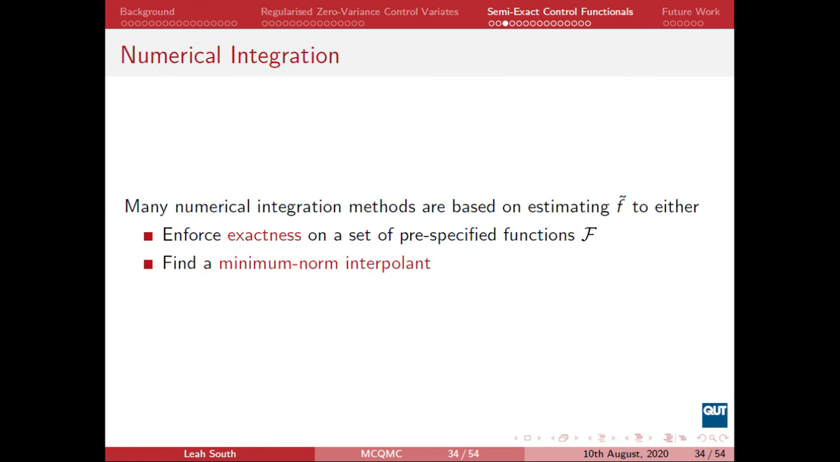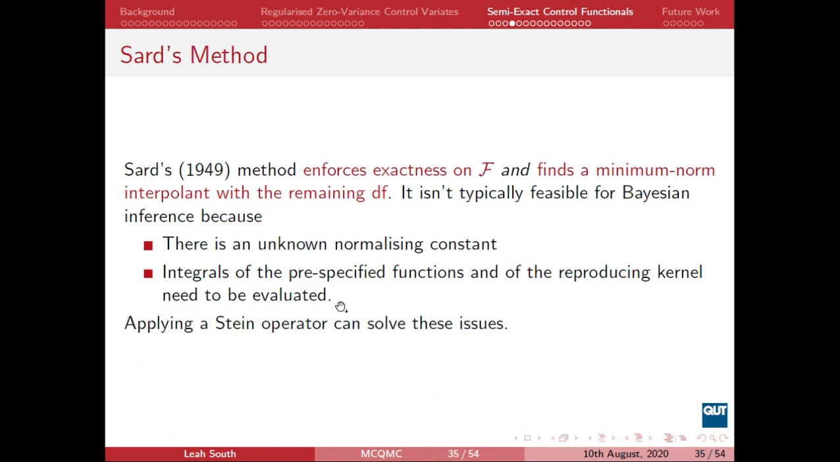Okay, and the ideas come from the numerical integration literature. So in numerical integration, methods are based on estimating a function using either a minimum normal interpolant or by enforcing exactness on a pre-specified set of functions f, or curly f. Sard's method does both of those things by enforcing exactness on some pre-specified functions and then using the remaining degrees of freedom to find a minimum norm interpolant. So the problem with Sard's method and many numerical integration approaches is that it isn't typically feasible for Bayesian inference because there's an unknown normalizing constant, and integrals of the pre-specified functions and reproducing kernels with respect to pi need to be evaluated. It turns out that applying a Stein operator, which gives us zero expectation, removes these issues.